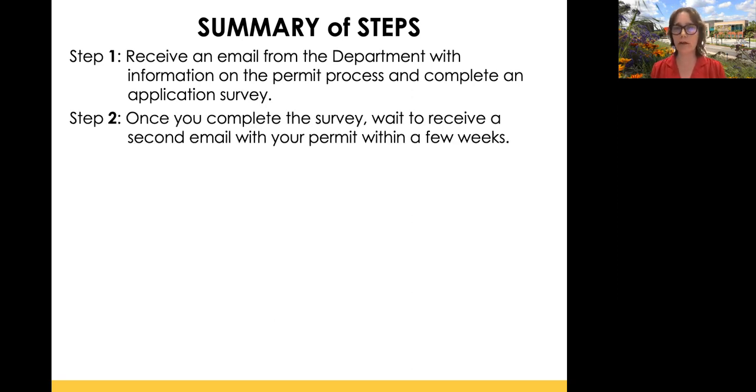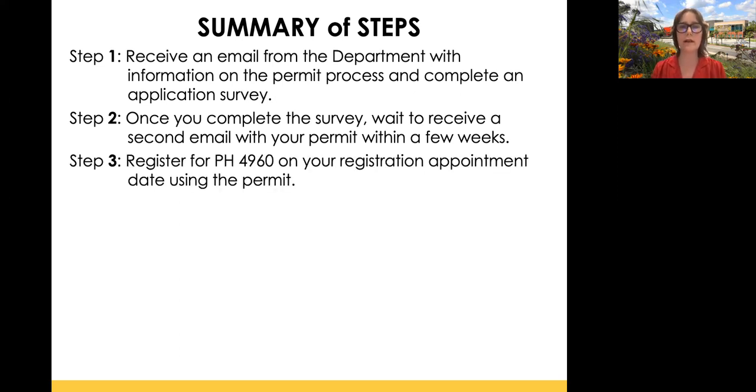Once you complete the survey, you will wait a couple of weeks. We will vet your responses. And then if you are eligible to take PH 4960, you will receive a second email before registration opens up with a permit to enroll in the course. You will then use that permit to enroll in the course at your registration time. Please make sure you enroll within 3 days of receiving the permit. But if it doesn't work, you can always email Ms. Trejo to reissue a permit.